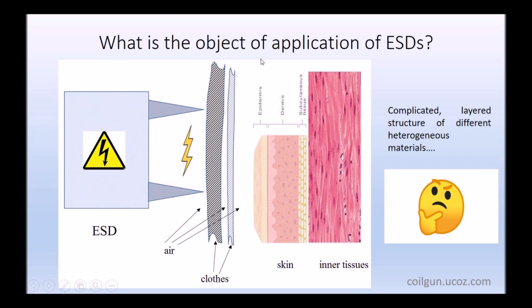Let us examine in more detail what the object of application of our shocker is. I drew such a picture, a schematic. This is our electroshocking device, and if we apply it to a person who is not a nudist, the object has some clothes. It may be upper clothes, underwear. There is always air in the pores of the clothes or between the clothes and skin. Then skin goes. It is also a layered structure with strong dielectric properties, especially in its upper layers, and our target place is the inner tissues of the body. So we have such a complicated layered structure of different heterogeneous materials.